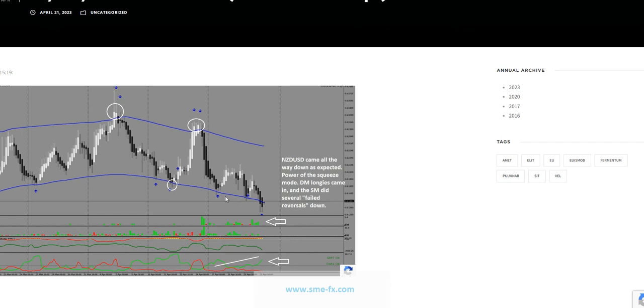If dumb money comes into the market and insists on one direction, like here all the dumb money longies, what happens is it gets pushed down further by the smart money algos, as we have seen many times. You can see that with the expanding slope of the squeeze line, the green squeeze line. As I wrote, Kiwi came all the way down as expected, power of the squeeze mode. The dumb money longies came in and the smart money did several failed reversals down, taking out the lows.